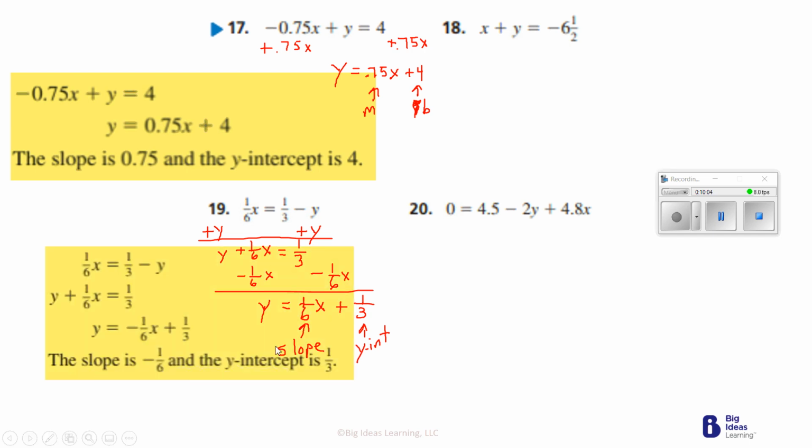Oh, sorry, my slope is negative 1/6, because we did subtract this from both sides. I should have seen that. I apologize. I'm losing my touch here. This would be a negative 1/6 because we had a negative 1/6 over here. All right, and the y-intercept is 1/3. Okay, 18 and 20 were yours to do.